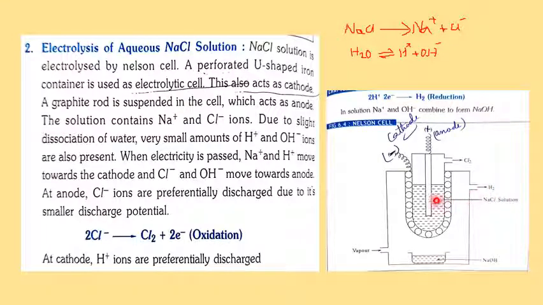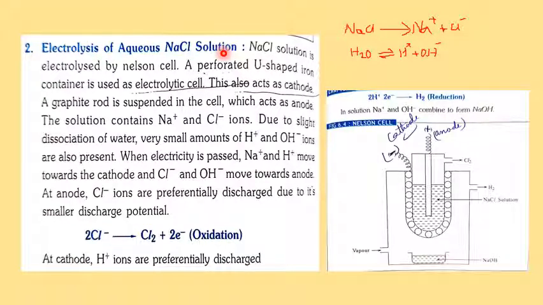Similarly, Cl minus and OH minus ions are present at the anode. Only Cl minus ions are preferentially discharged due to their smaller discharge potential. So the Cl minus ions lose their electrons and form Cl2. This Cl2 comes out through this tube. Next, the solution contains Na plus and OH minus ions. These combine together and form NaOH. That NaOH is taken in this beaker. This is about the electrolysis of aqueous NaCl solution.